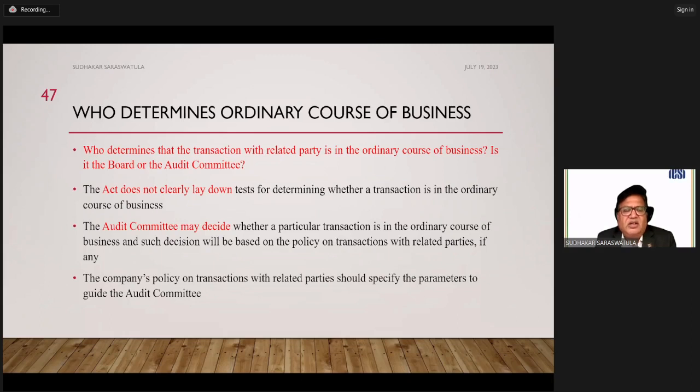The Act does not clearly lay down who will determine the ordinary course of business, but primarily it is the responsibility of the audit committee, which has to give approval for every transaction with a related party. The audit committee may decide whether a particular transaction is in the ordinary course of business, and such decision will be based on the policy on transactions with related parties. This is what I told you. The board has to give guidance to the audit committee on how to determine the ordinary course of business in the policy on related party transactions.